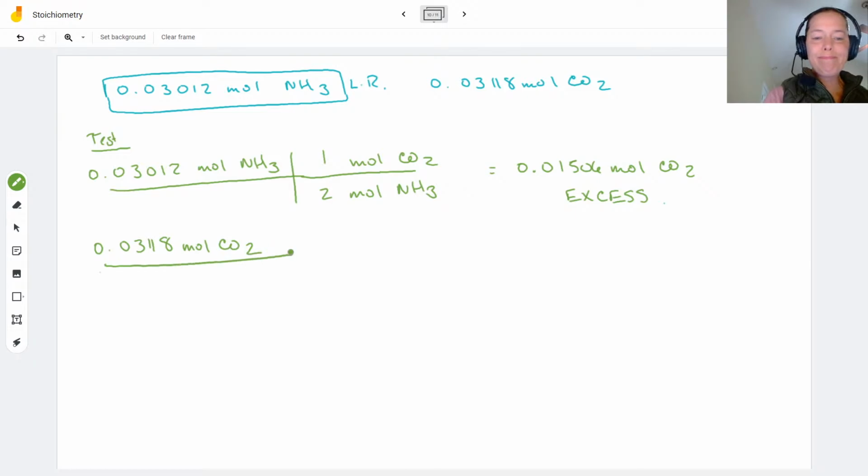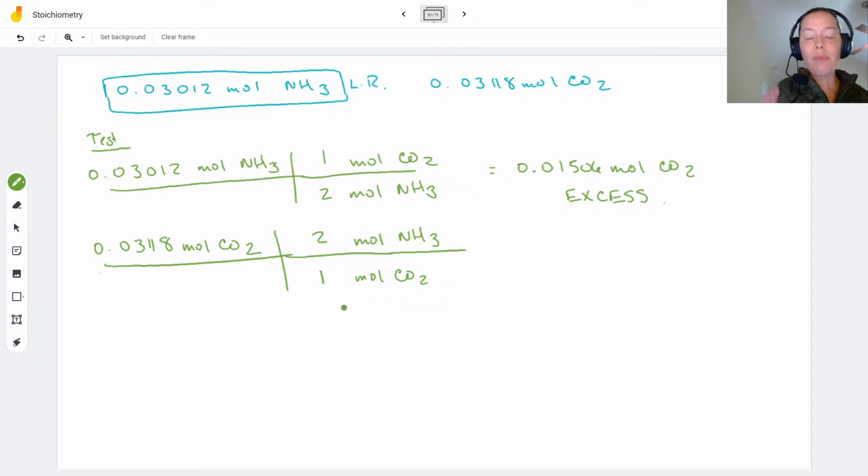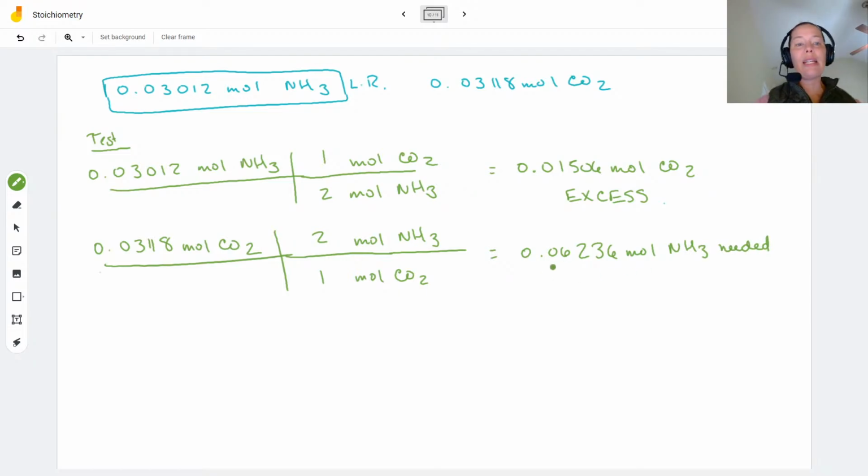Okay, so if I'm going to use up all of my carbon dioxide, how much ammonia do I need? So this time I want my moles of carbon dioxide to cancel. I'm going to moles of ammonia. The ratio is the same, but this time I'm multiplying by 2 instead of dividing by 2. And I get 0.06236 moles of ammonia. This is how much is needed. All right, so I need 0.06 moles of ammonia. I know I've got like half as much as I need. I do not have enough. This is going to be limiting.